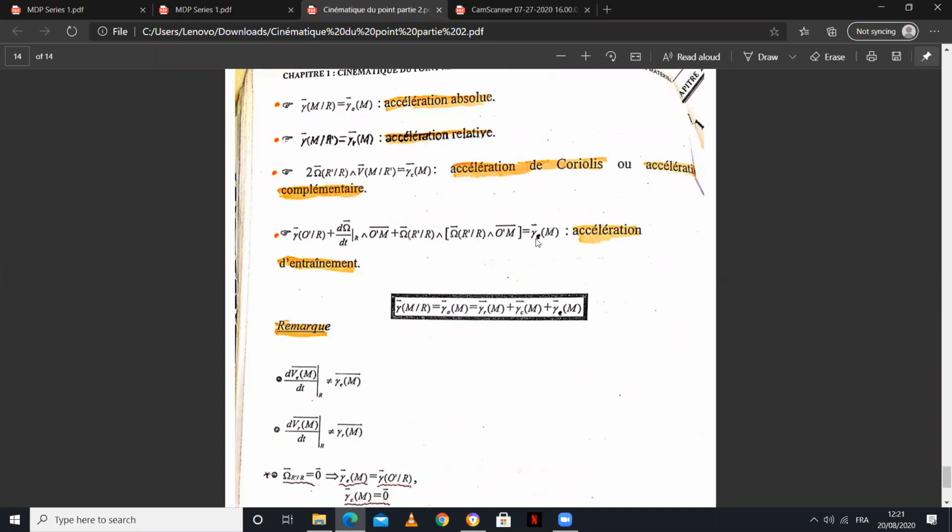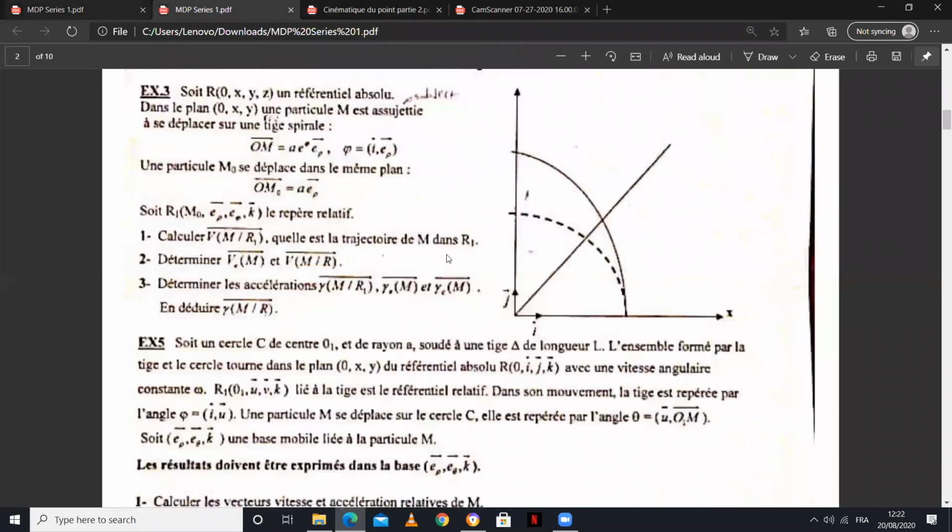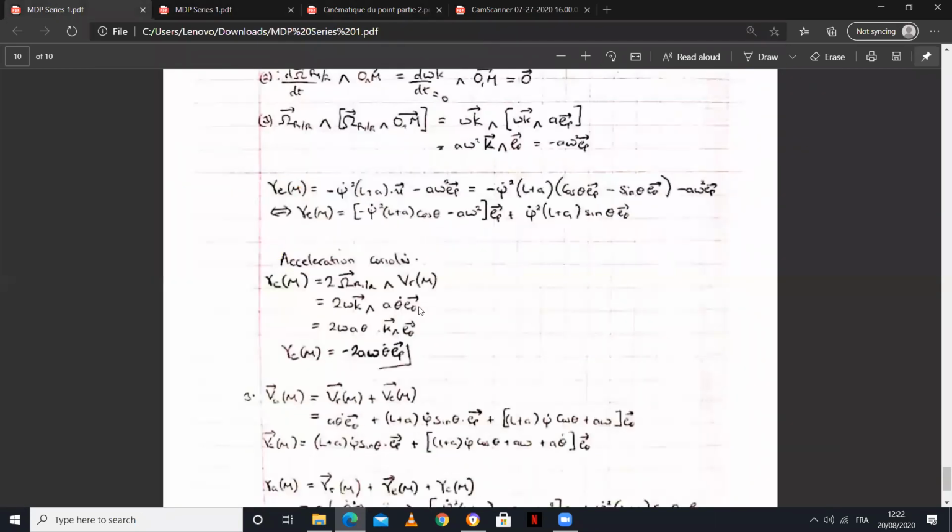I already explained these. These are just the expressions that you have in the polycopié. And these are the expressions that you're going to use to answer the questions above. So you have to know these expressions also, okay? These formulas, you ought to know them. So, on passe à la correction, ok?